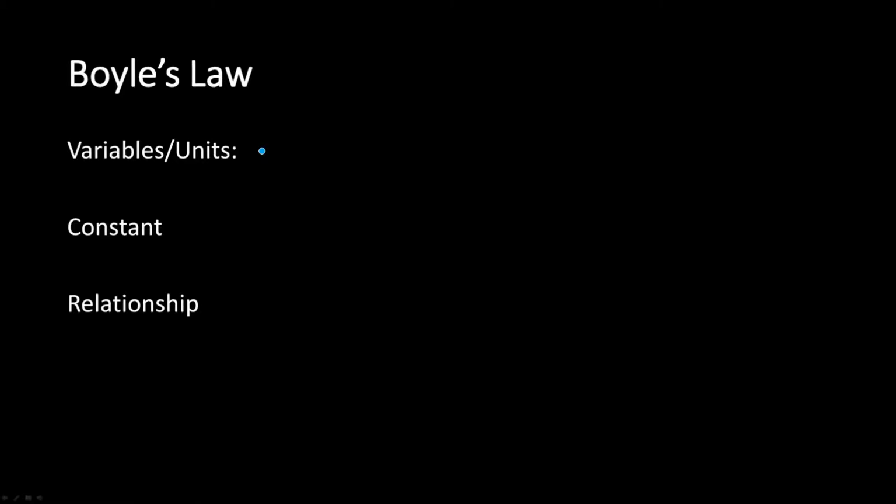Today we're learning about something called Boyle's Law. What Boyle's Law essentially is, is just a relationship between two different variables. And these two different variables are pressure and volume. So basically we'll abbreviate it as P and V.